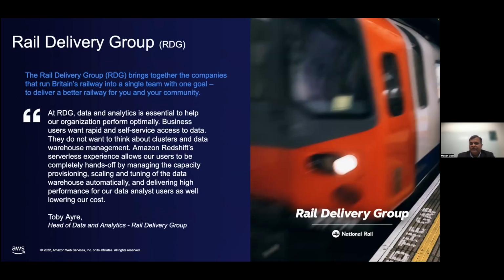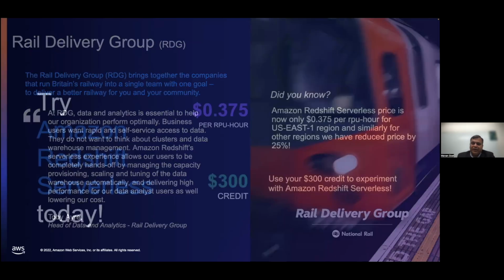Another example I have is from Rail Delivery Group, which is the holding company for rail services in the UK. So they manage both the logistical railway side as well as the consumer railway side in the UK. They own the National Rail group within the UK, and again, they were looking for a platform which is self-service, easy to use, automatically scales up and down, and Redshift Serverless added tremendous value for them in terms of those capabilities.